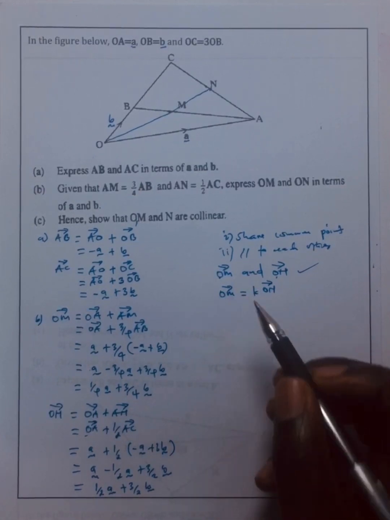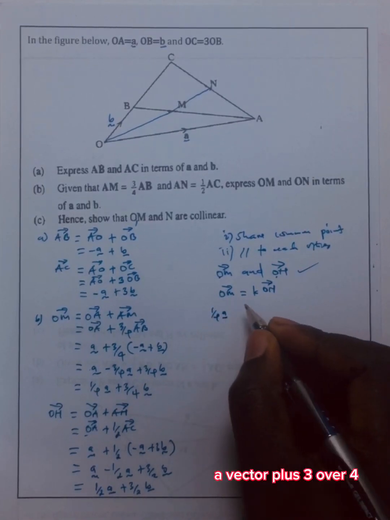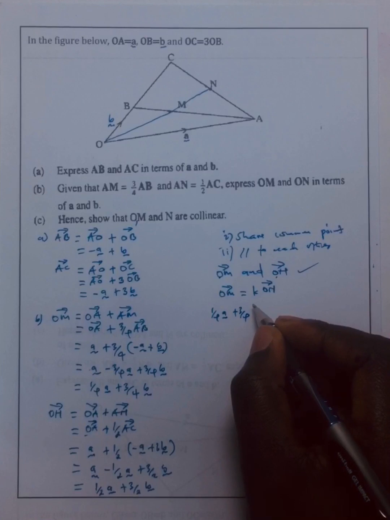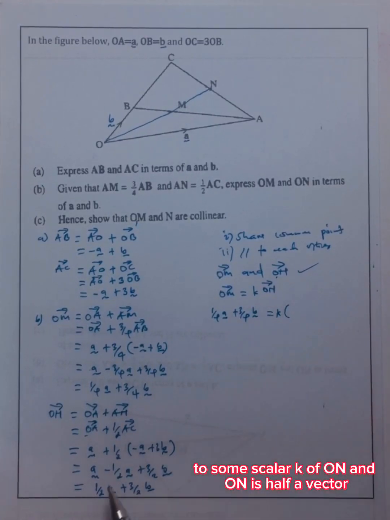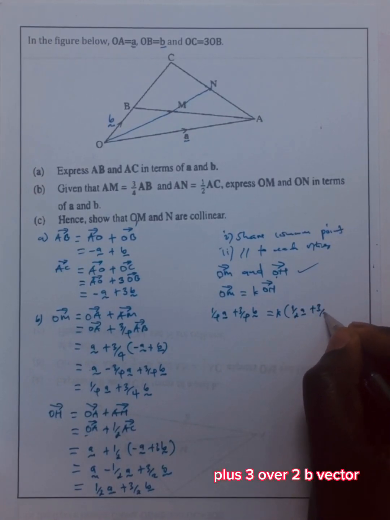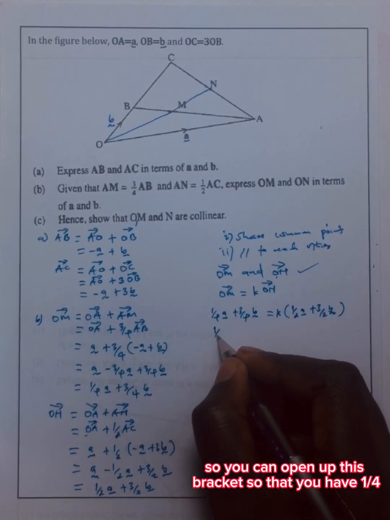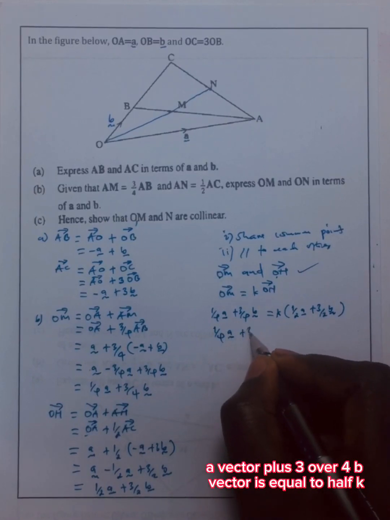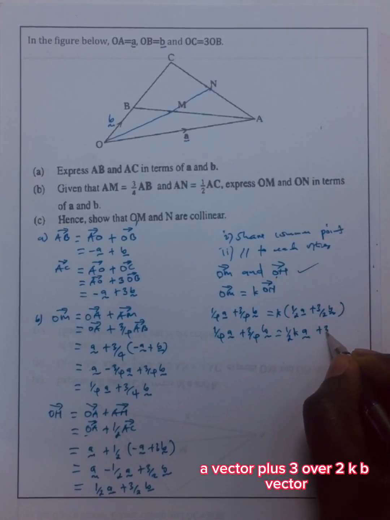So we have OM as a quarter vector A plus 3/4 vector B, and that should be equal to some scalar K of ON, and ON is half vector A plus 3/2 vector B. So we can open up this bracket so that we have a quarter vector A plus 3/4 vector B equal to half K vector A plus 3/2 K vector B.